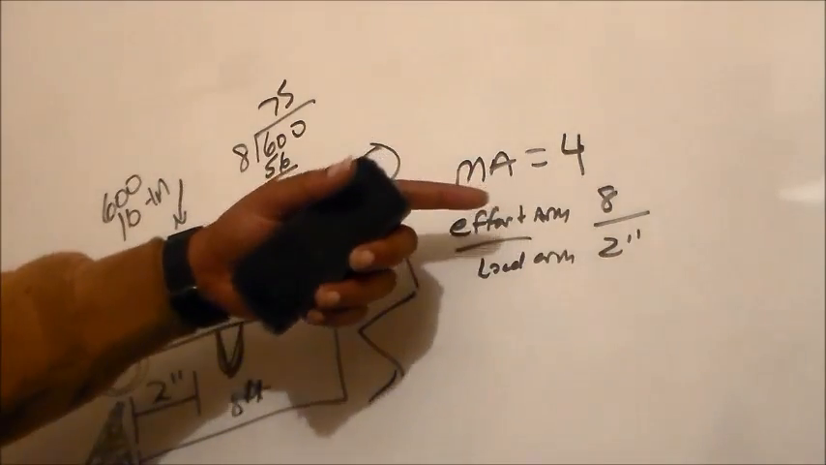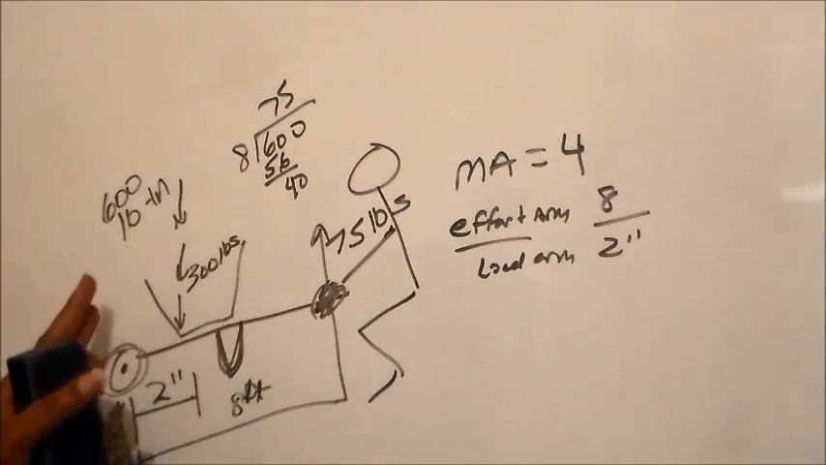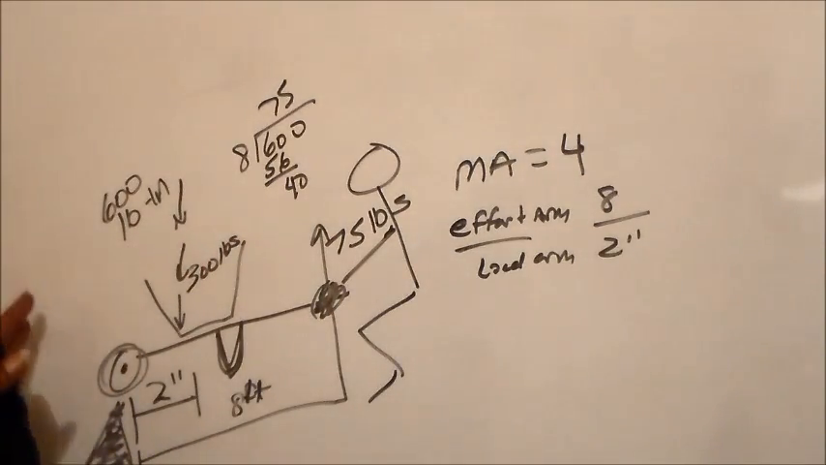And this is the multiplier of the force applied. So the machine exerts a certain force. It's like a multiplier almost.